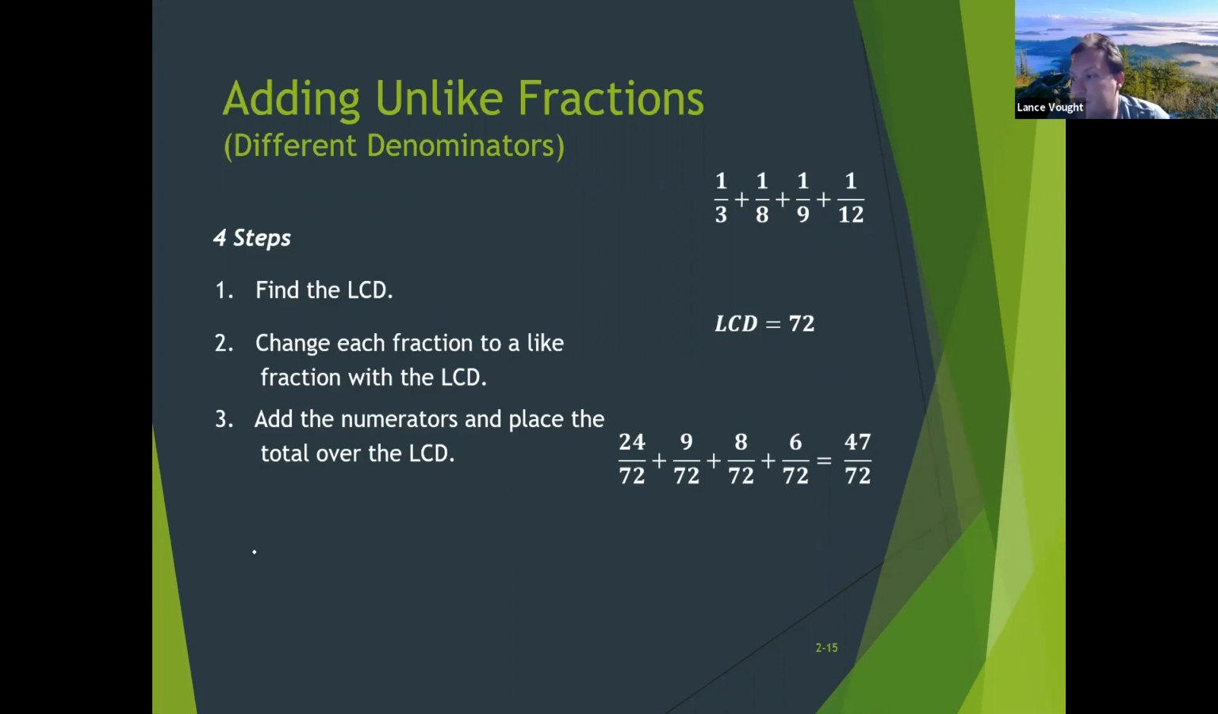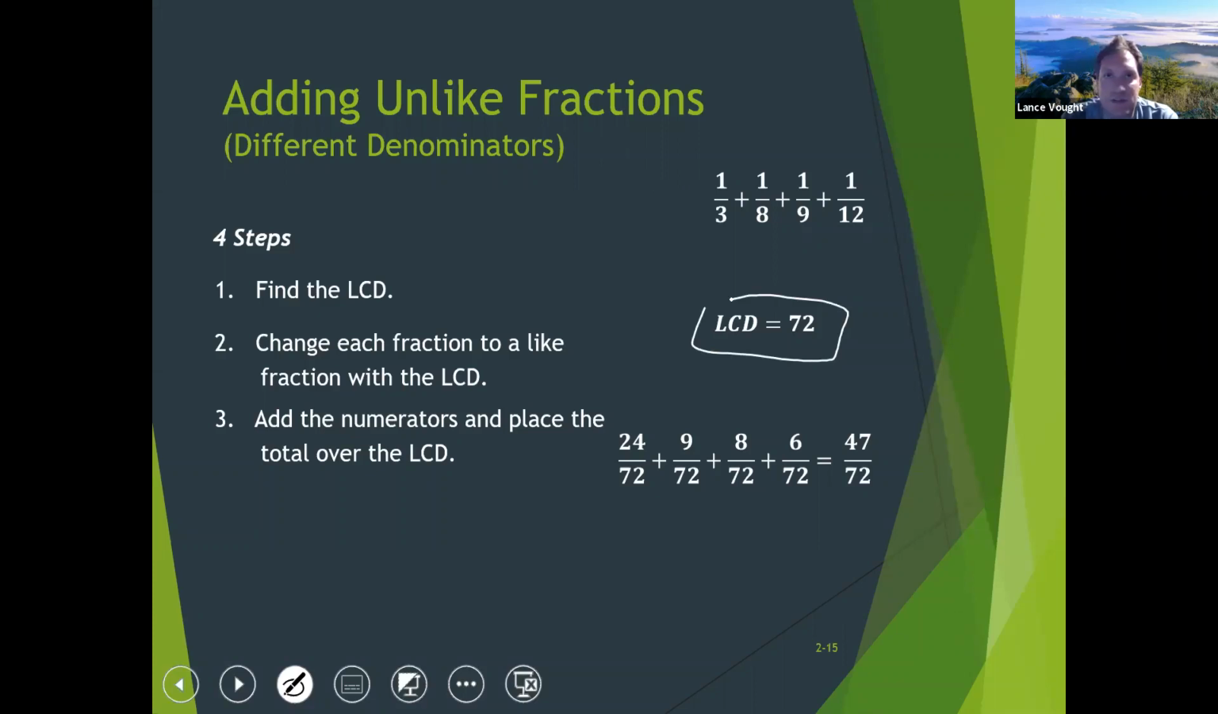So the next question is, how do we find the least common denominator? Well, one way is to do trial and error. But what ends up happening is in this one, we'll end up with 72. So why did we get 72? We could have tried 24, because 12 times 2 is 24, 3 times 8 is 24, 8 times 3 is 24. But does 24 divided by 9 give us a whole number? No, it doesn't.